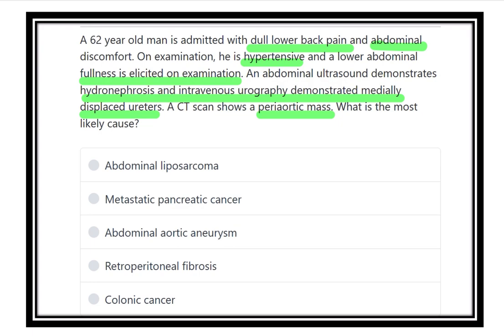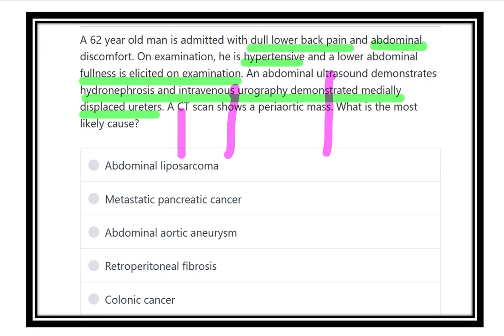Here, all types of investigation are present. First of all, the clinical features: dull aching low back pain and abdominal discomfort. That means there is a lower mass present, with fullness on examination. The ultrasonography shows hydronephrosis, and the IVU represents the medially displaced ureter. That means there is pressure from the lateral side.